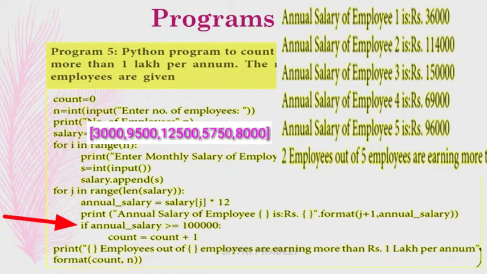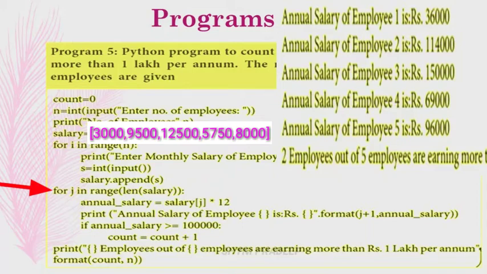Annual salary of employee 1 is what? 36,000. So is 36,000 greater than or equal to 1 lakh? No, this condition is false. So you have to skip this count is equal to count plus 1 statement. You need not execute this statement because this condition is false. If this condition is true, you have to execute this count is equal to count plus 1. You have to update the value of count.